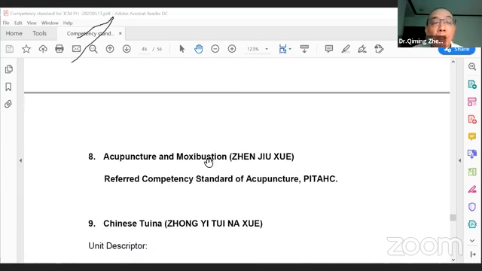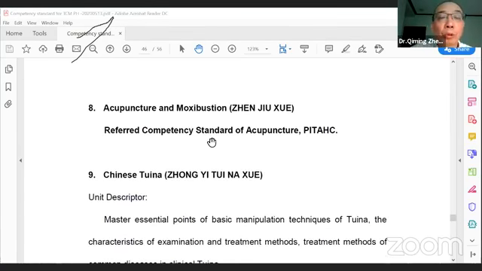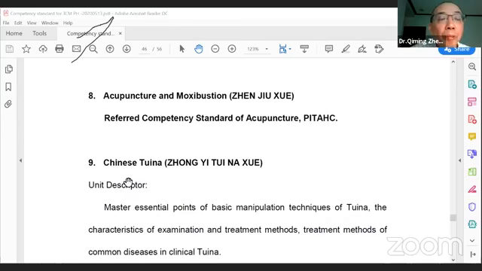Okay. And the fourth clinical skill, acupuncture and moxibustion. Since there is an existing competency standard for acupuncture by the PITAHC, for this part we just follow and refer to the competency standard of acupuncture in the PITAHC. So we do not repeat it here.